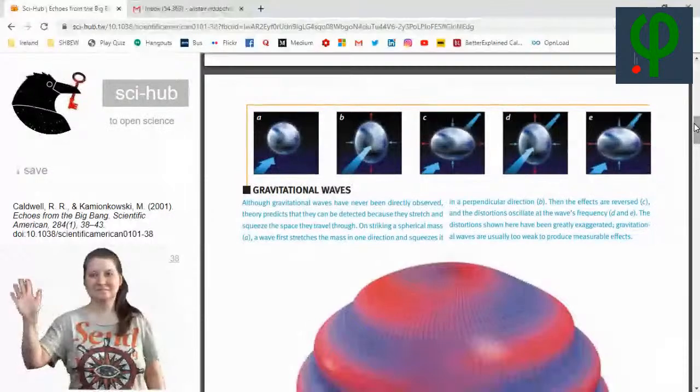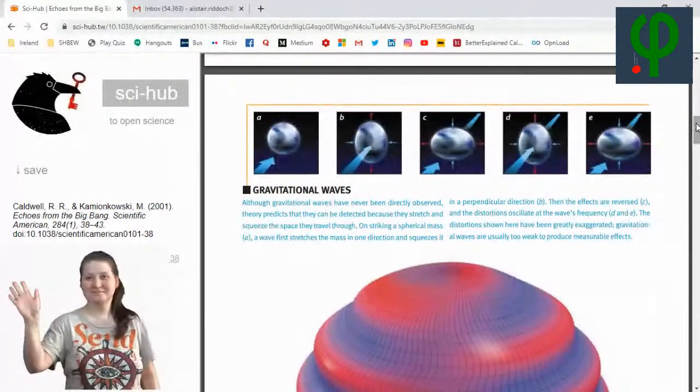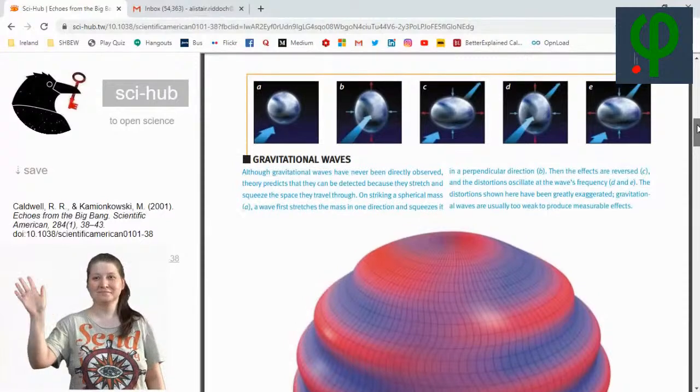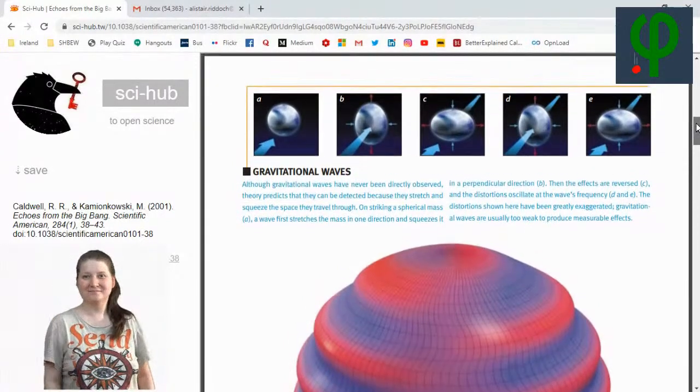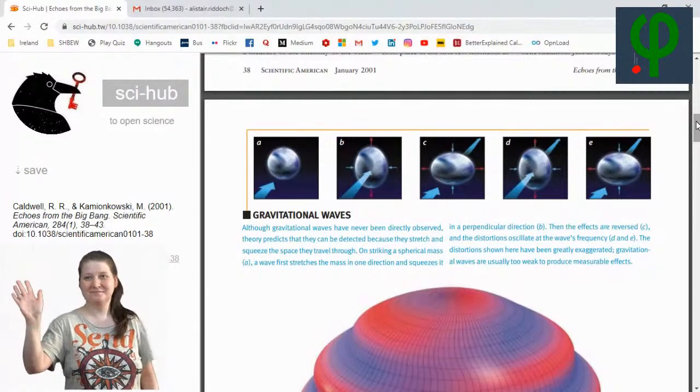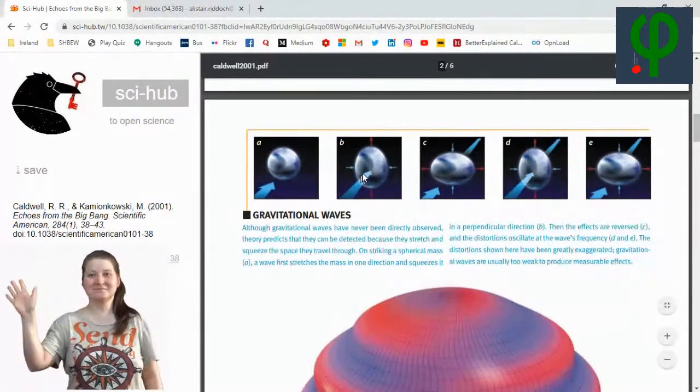Can you explain that again? Because I'm still kind of lost. So you get a gravity wave. A gravity wave hits a sphere, right? And then the sphere responds in this manner here, right? That's what's going on here?